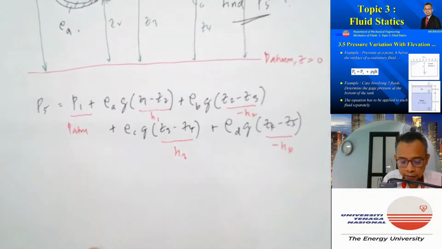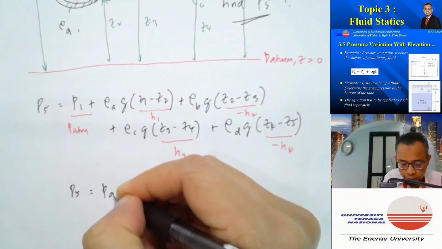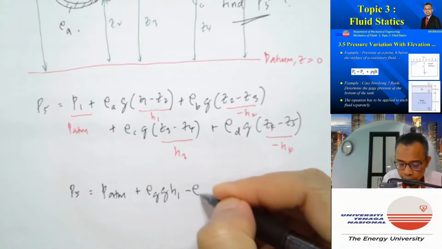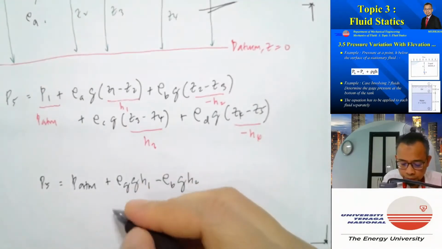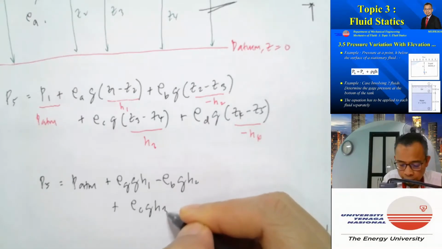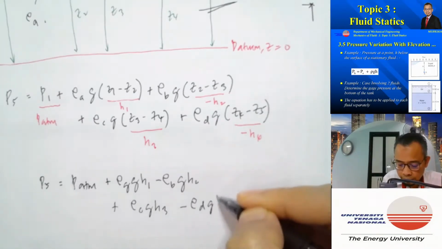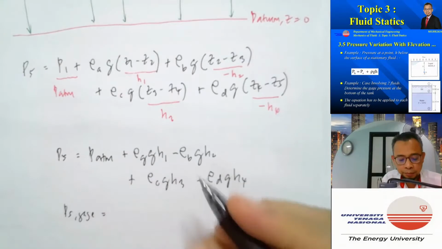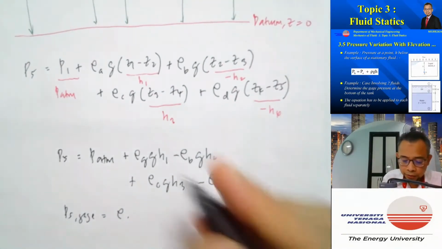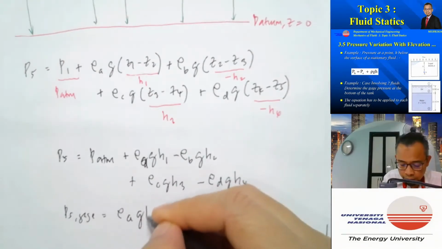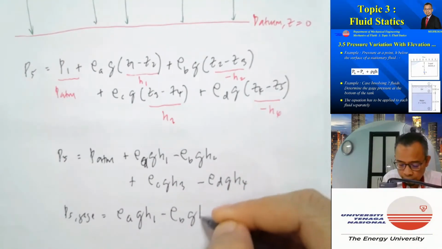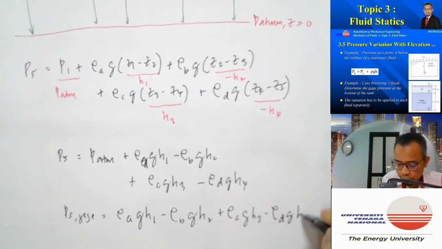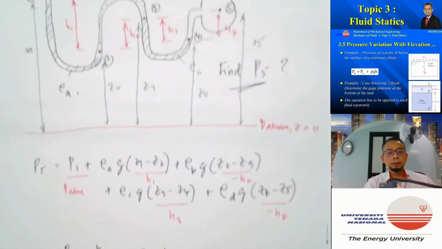So I can write P5 is equal to PATM plus rho A g h1 minus rho B g h2 plus rho C g h3 minus rho D g h4, or P5 gauge, which is P5 minus PATM, is equal to rho A g h1 minus rho B g h2 plus rho C g h3 minus rho D g h4.